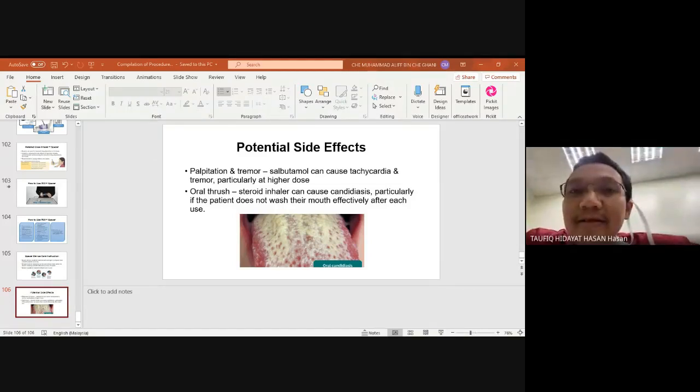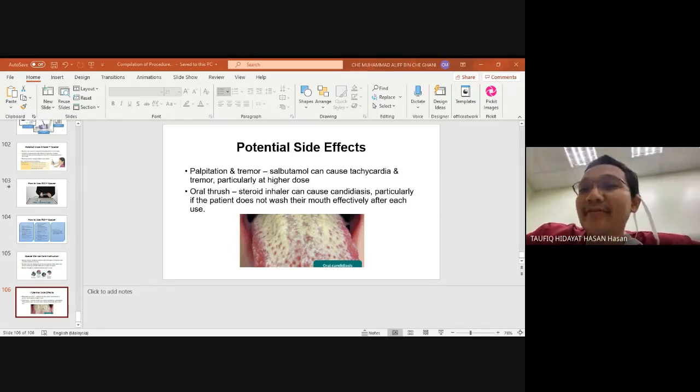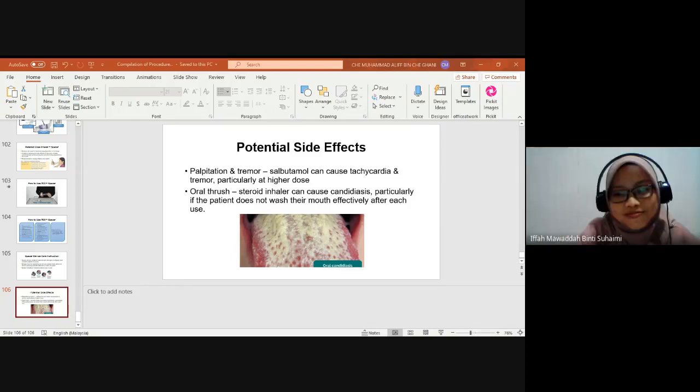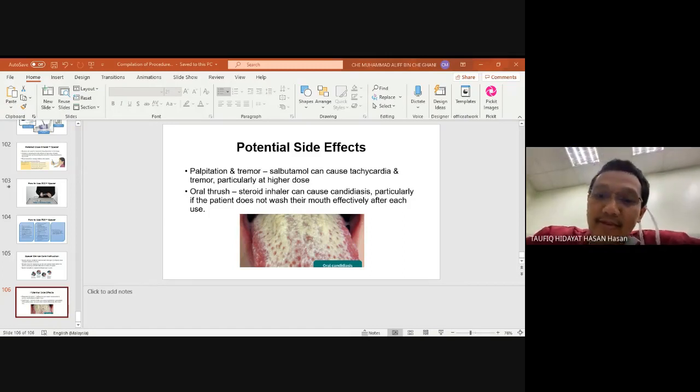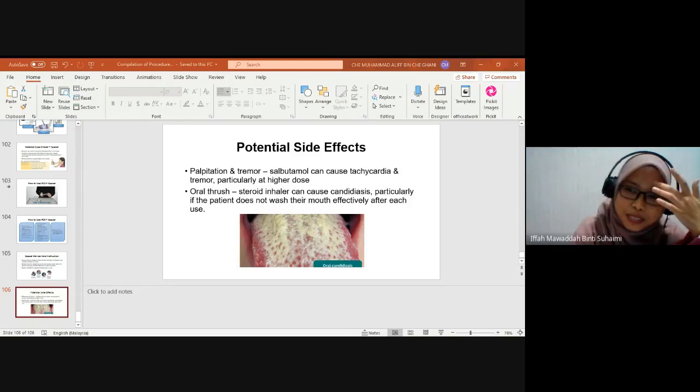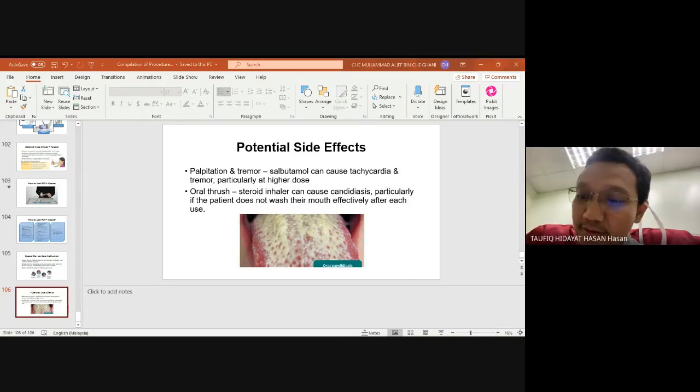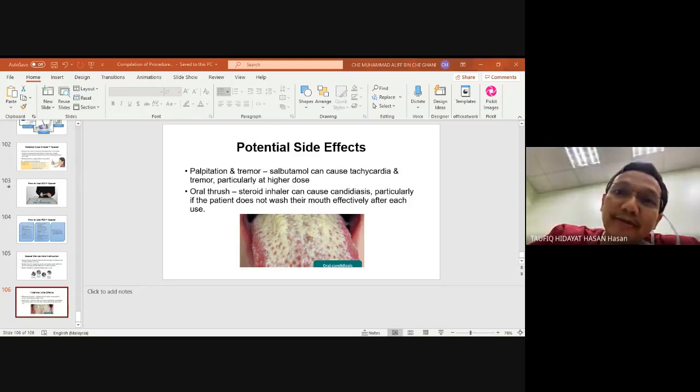Okay, so in children, can they hold their breath for 10 seconds? No, they can't, especially below 5 or 7 years, still cannot. So what is the instruction for children? Breathe normally. How many times or how long? Not sure. Same, around 10 seconds, 5 to 10 breaths.